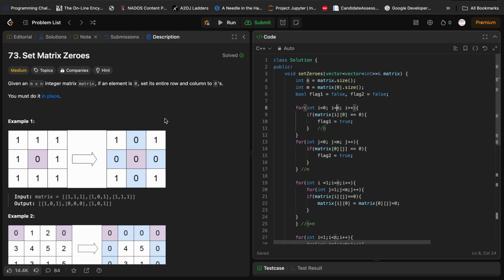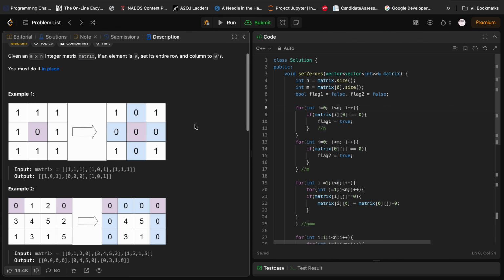Good evening, everyone. Today I'm going to discuss the question Set Matrix Zeros from the Striver's SDE sheet with 180 questions. The question is as follows: given an m into n integer matrix, if an element is zero, set its entire row and column to zero. Basically, if one of them is zero, we'll mark it as zero. And the catch here is you need to do it in place.